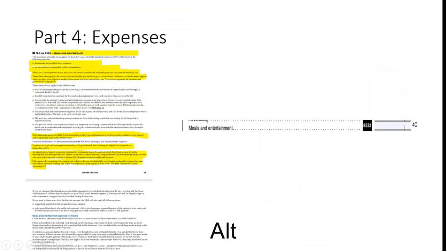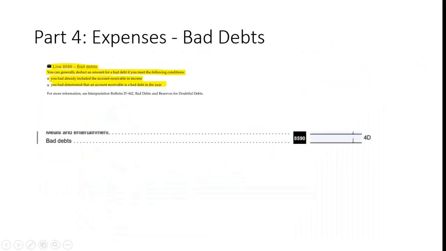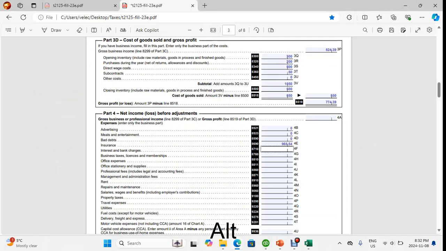Next you have your uncollectible accounts or bad debts. When it comes to bad debts, you can declare your uncollectible account expense on line 8590 or box 4D. Unfortunately, we don't have any uncollectible accounts. Should I say fortunately? That's the reason why we'll say zero.